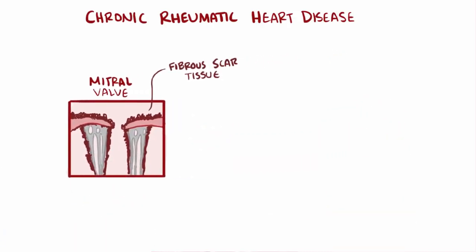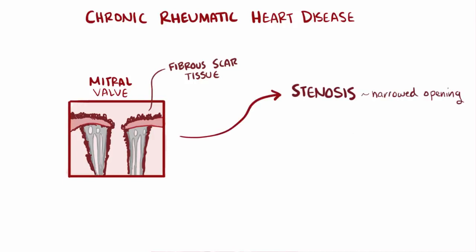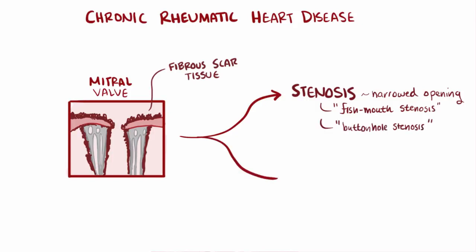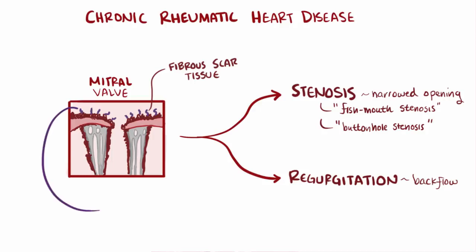These changes can cause complications with the valves, most commonly stenosis, or narrowing of the opening, sometimes called fish mouth stenosis or buttonhole stenosis. But it can also cause regurgitation, which is allowing blood to flow backward. These roughened areas are also at higher risk of microbial attachment and invasion, called infective endocarditis.